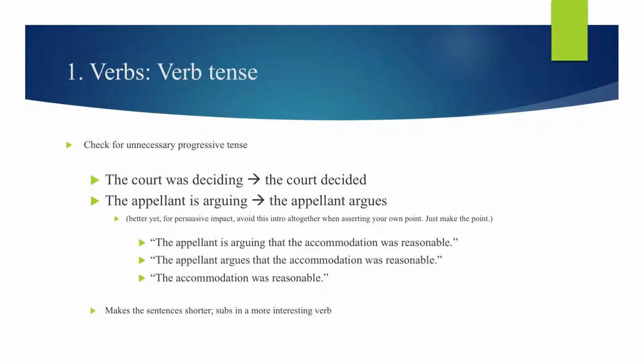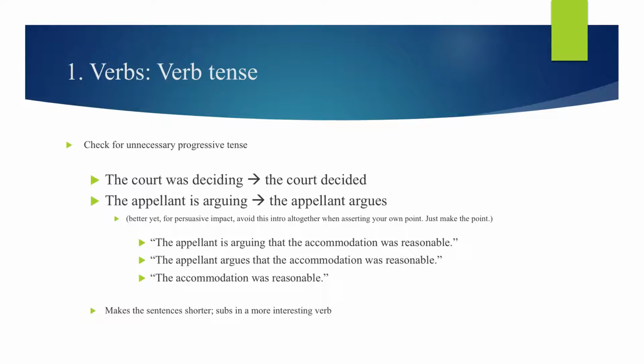So reducing it and correcting the verb tense eliminates 1 word. Here you can see that I've made a revision that eliminates "the appellant is arguing" altogether. So take a look at these 3 sentences. The appellant is arguing that the accommodation was reasonable. That can be converted to the present simple. The appellant argues that the accommodation was reasonable, a little bit more concise.